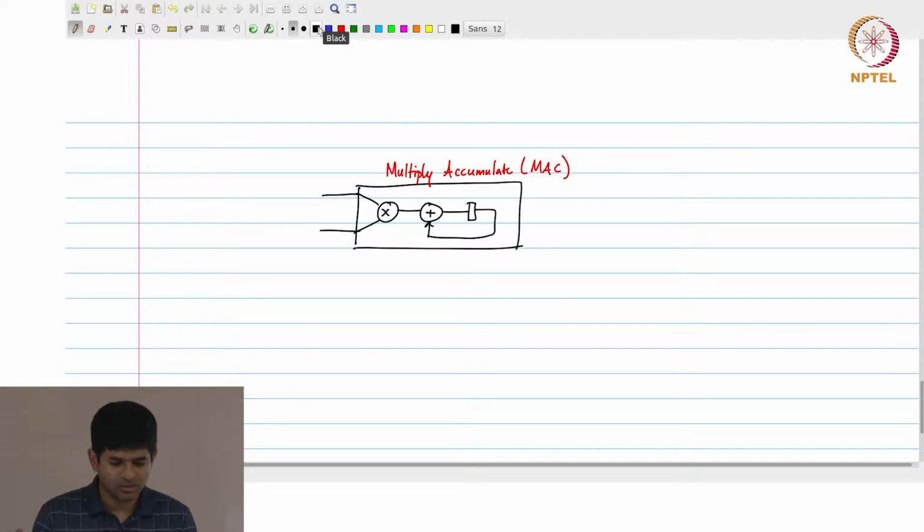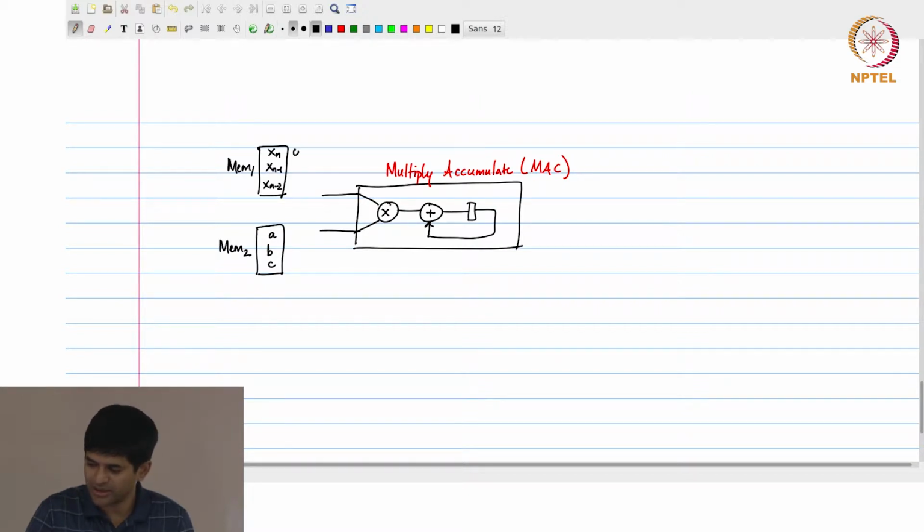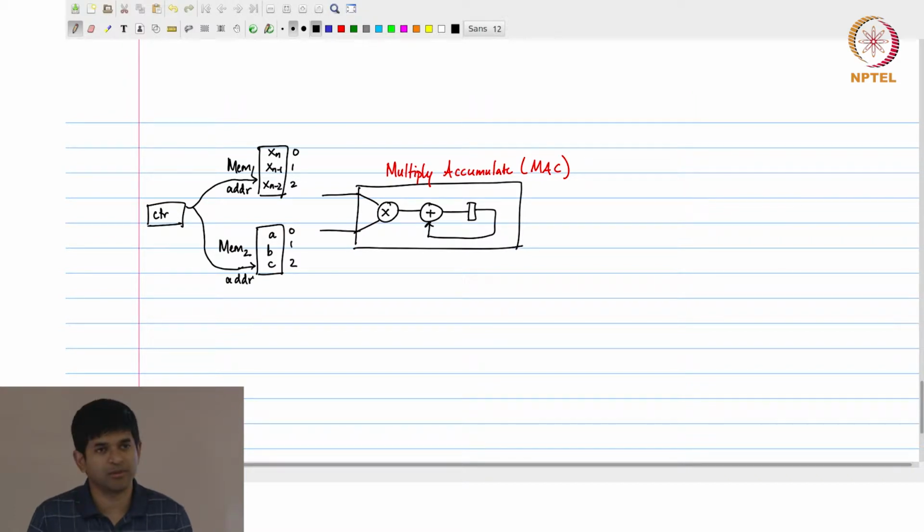Now the way that I could do this would be, I take two memory blocks, and over here I start storing the values x of n minus 1, x of n minus 2, and over here I store the values a, b, c corresponding to the data locations 0, 1, 2, 0, 1, 2 respectively. So I can just use one external counter over here and feed this as the address to each of these memory blocks.